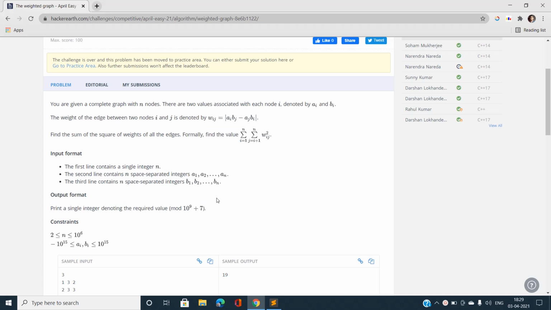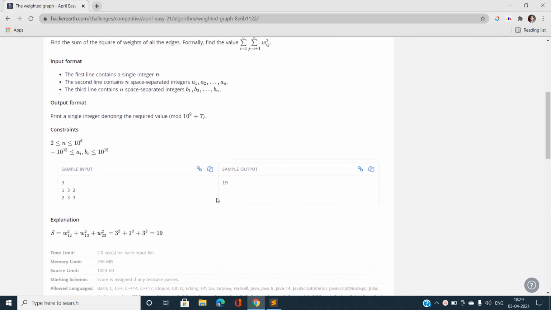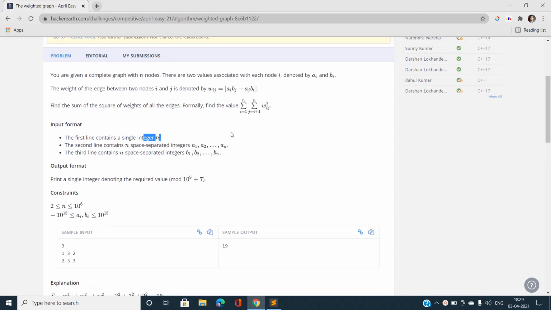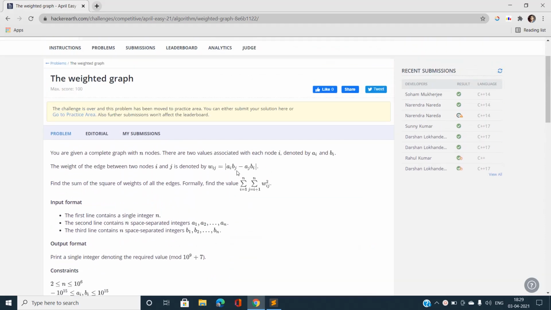And how are we going to do that? First let's read out the input format. N is given as the number of integers, then a1 up to an, and b1 up to bn are given. So how are we going to do this problem, and what should be the best way to solve it, using the logic behind this question? Let's understand this problem in detail.